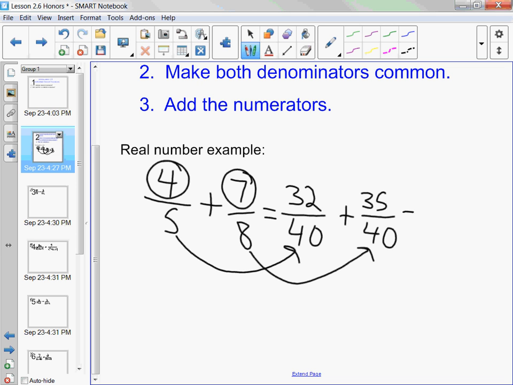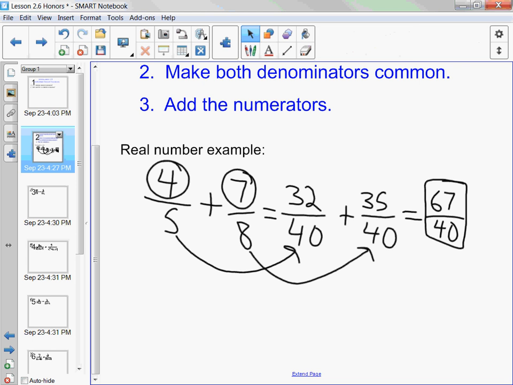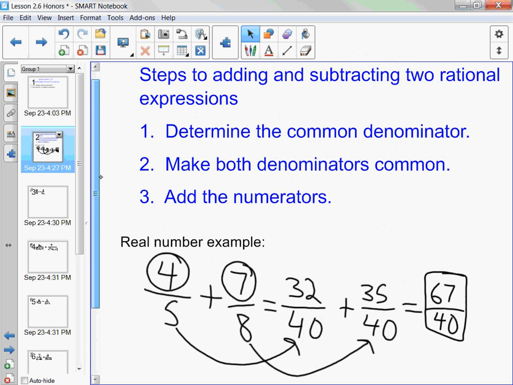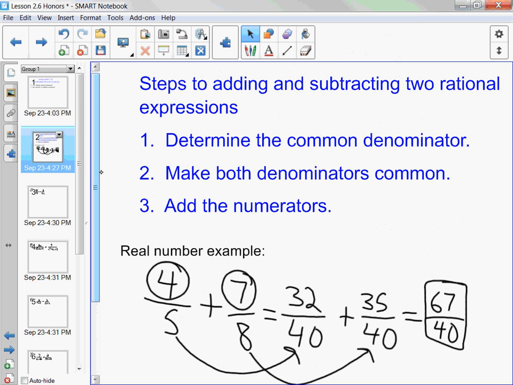And now that I have a common denominator, I can just add the numerators. 32 plus 35 makes 67 over 40. And you can look to see if those simplify. 67 over 40 can be written as a mixed number, but it does not simplify. So you can pause it right now as you write down the steps to adding, subtracting two rational expressions.